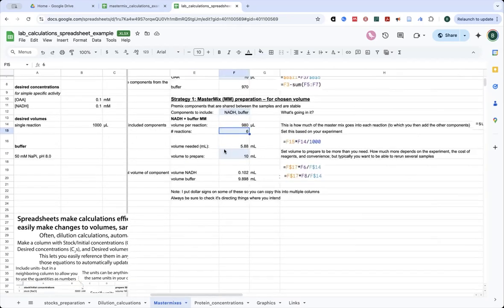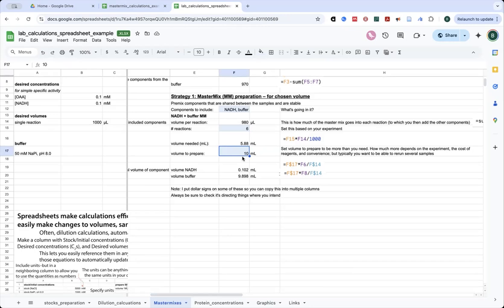Another way to do this, though, is to just say, okay, what's a convenient volume for me to make? A convenient volume would be 10 mils, right? So this would be 980 microliters per reaction. If I multiply that by 6, then I end up seeing that I need to get 5.88 milliliters. Here it's divided by 1,000 because this was in microliters and this was in milliliters. If this were in milliliters, then I wouldn't have to divide it by 1,000. But again, this is just where you kind of have to change things depending on your experiment. And so it's important to know what's going on.